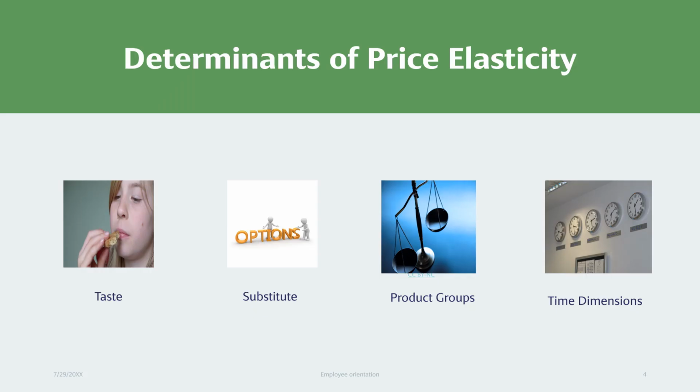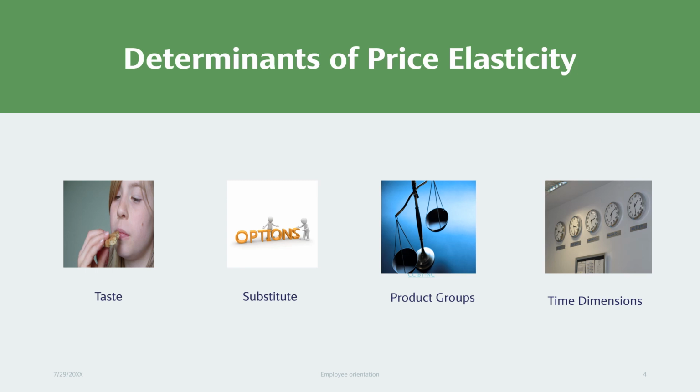Next up is determinants of price elasticity. We have four determinants. First is taste, then substitute, product groups, and time dimensions. Let's talk about them one by one. So, first is taste, so basic necessity. If something is a basic necessity in life, like food, the price variation will not have that much effect on demand.